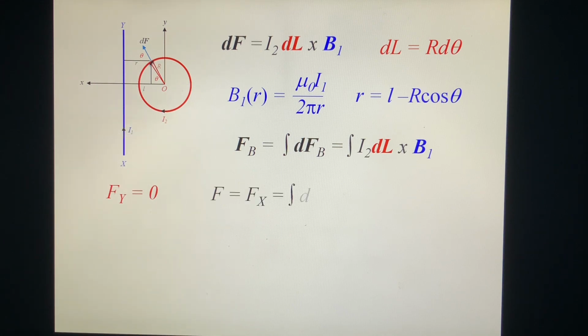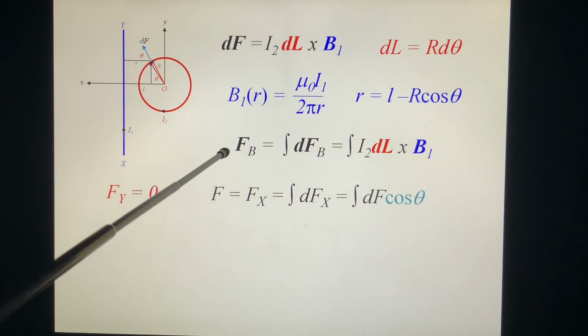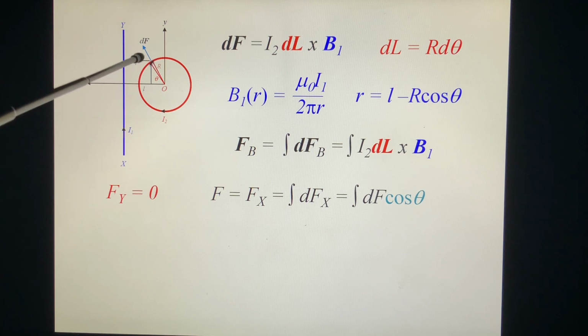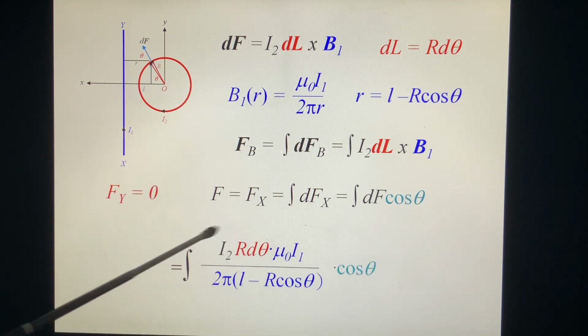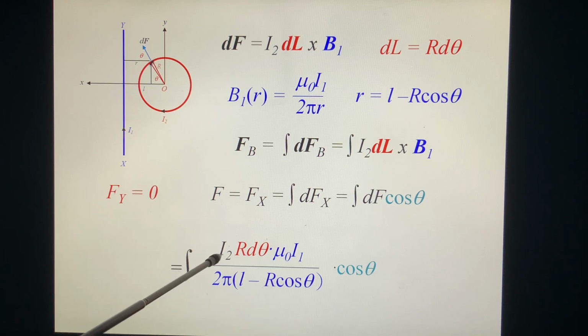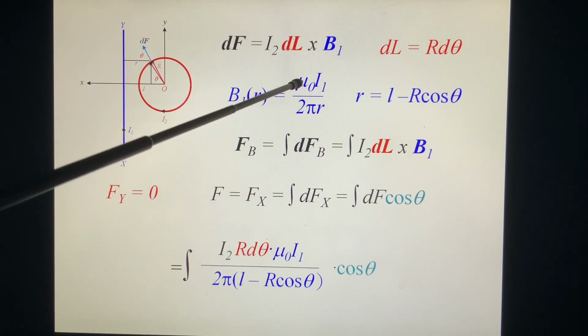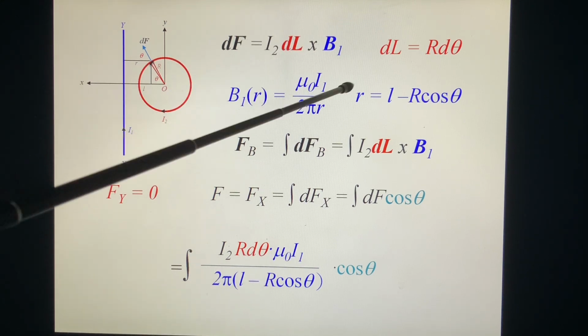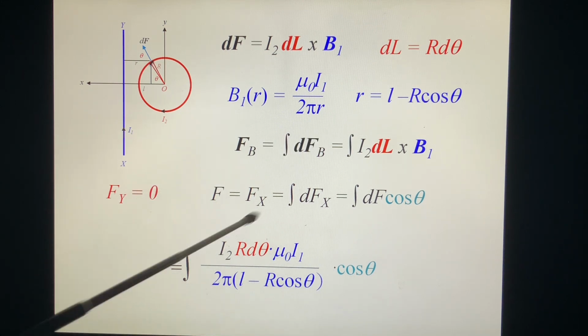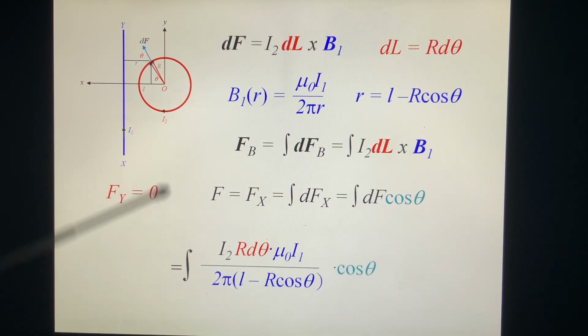What is the Fx? Fx equal to integral of dF cosine theta. Okay? We put a dF, we put a cosine theta. Okay? This is a dF. We have I2 dL, r d theta, cross B. B is mu 0, I1 over 2 pi r. R is L minus r cosine theta. This is dF cosine theta. Integration is d theta. Theta is from 0 to 2 pi. From 0 to 2 pi. Okay? Well, that's the answer.